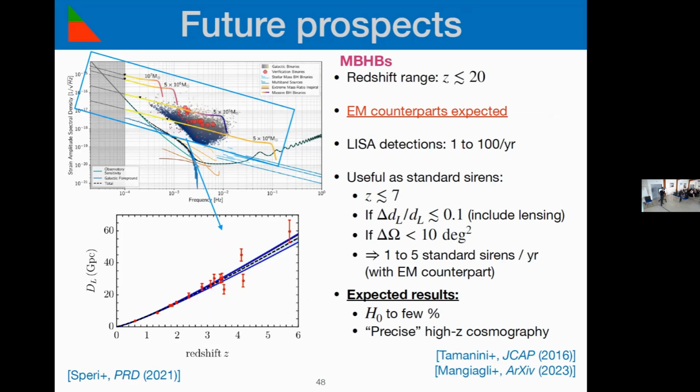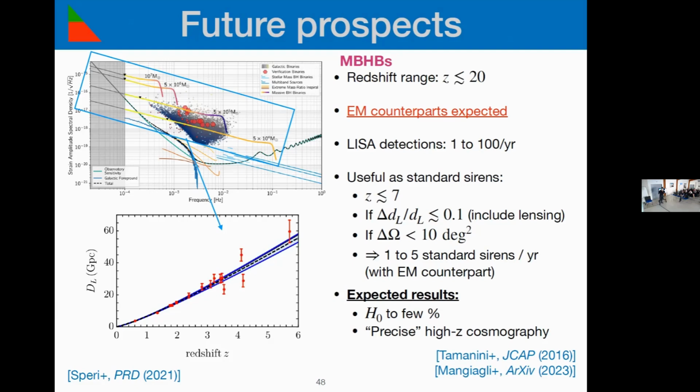But let's say we see 1 to 100 of these massive black holes. We get the best localized one. In the exercise we did in a couple of papers, we see that we can get between 1 and 5 counterparts per year, or less. 5 is very optimistic, 1 is realistic.